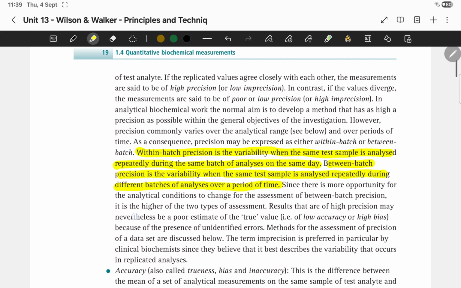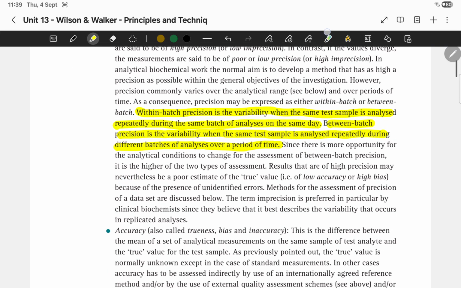Since there is more opportunity for analytical conditions to change, the between batch assessment of precision is the higher of the two types of assessment. Results that are of high precision may nevertheless be a poor estimate of the true value, that is, low accuracy or high bias, because of systematic and unidentified errors.